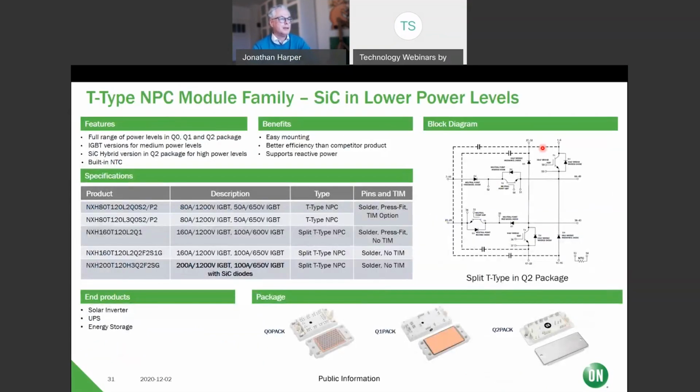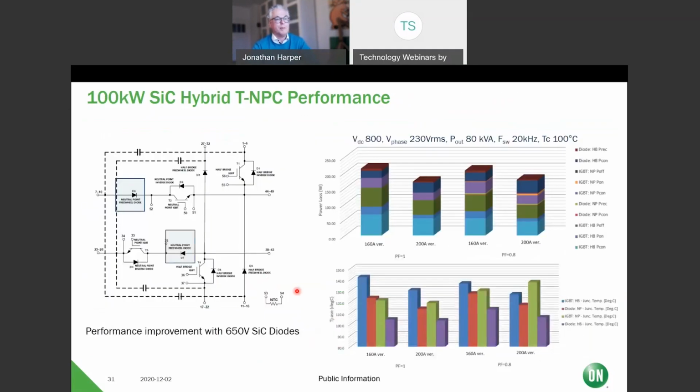Finally, T-type MPC. This is used for, I don't know, 80 kilowatts, something like that. By changing the silicon diodes with SiC diodes, we can get much more power. So this 80 kVA application, and you see with the 160 amp version using silicon diodes and 200 amp using SiC diodes, for a relatively minor change in the cost, you get a big improvement in performance.